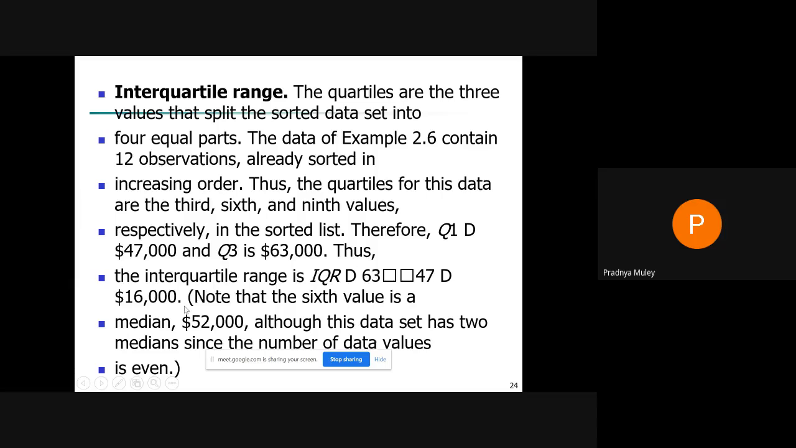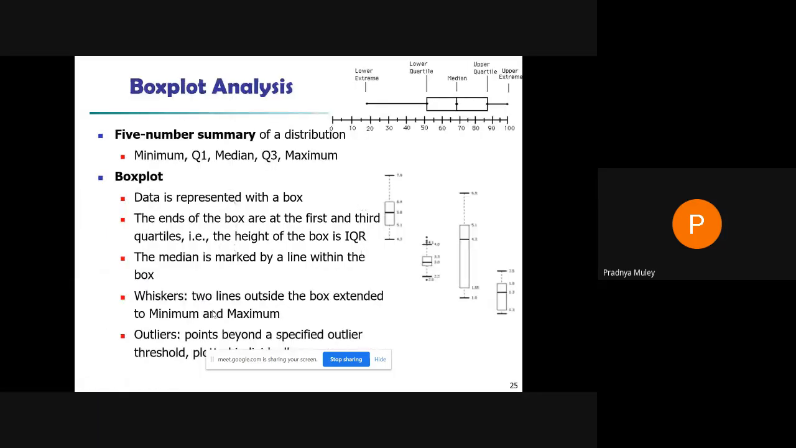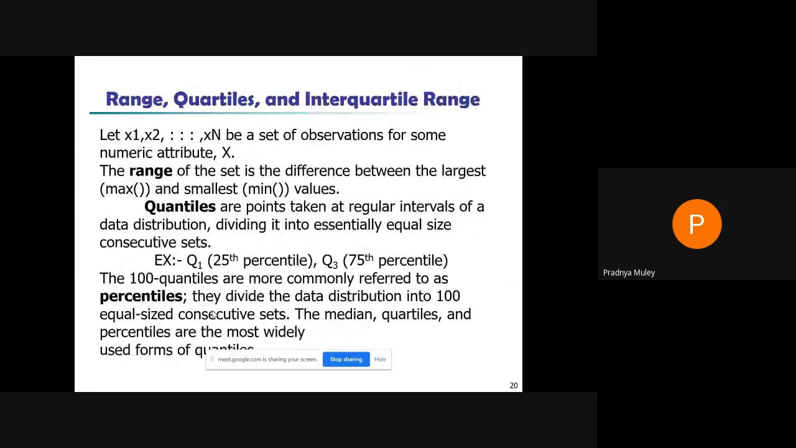So 16,000 is the interquartile range. Okay, so what we have seen up till now is range, quartiles and interquartile range. What is a range? Range is the difference between the minimum value and the maximum value.